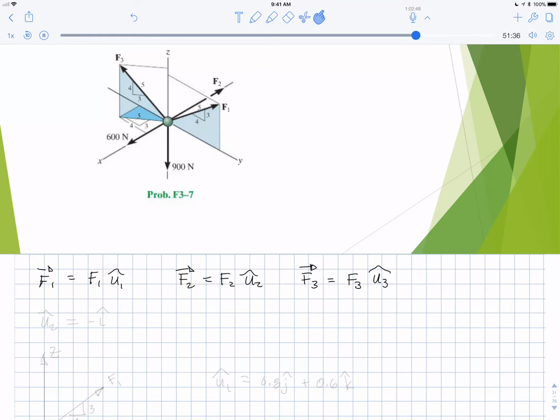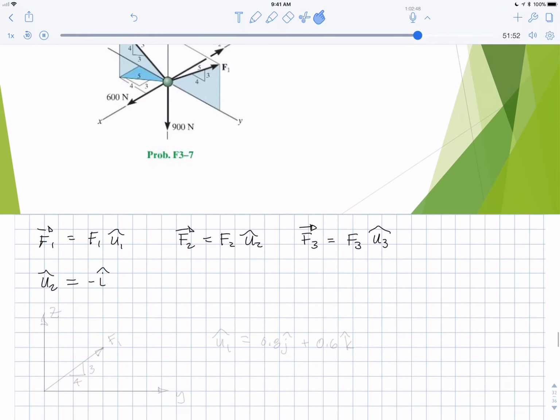Let's start with U2, that's the easiest one. That direction vector, F2, is pointing in the negative x direction, so that means the unit vector for force number 2 is in the minus i direction. The next easiest one to handle is force F1.